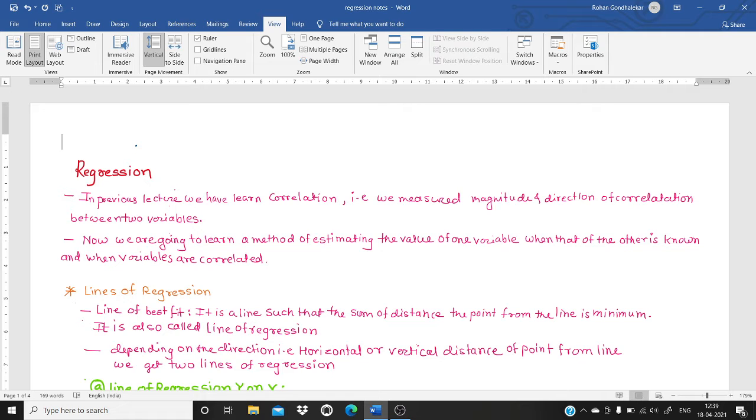So that relation will be defined as a regression. So one can define the relationship between the two correlated variables as regression. Okay. So I think this idea is clear. I'll move to the next point, that is lines of regression.